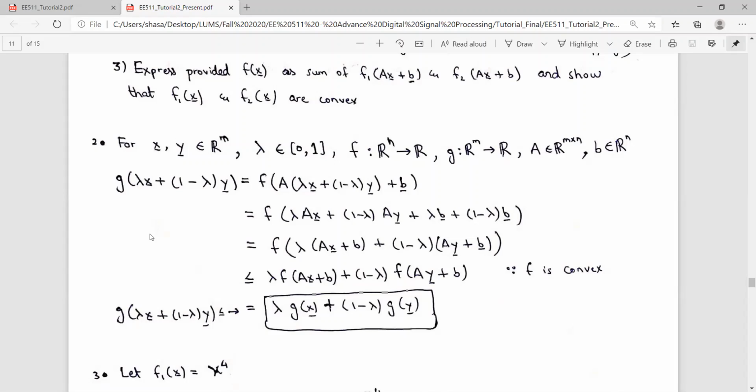Anyway, now I'm resorting to the fundamental Jensen's inequality. So g of lambda x plus 1 minus lambda y is equal to f of, since g of x is equal to f of ax plus b, right?